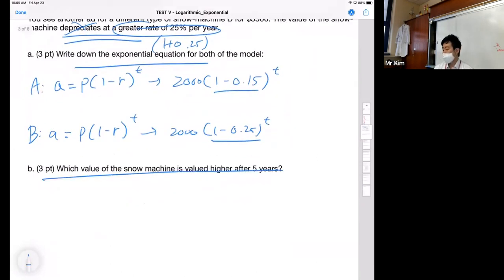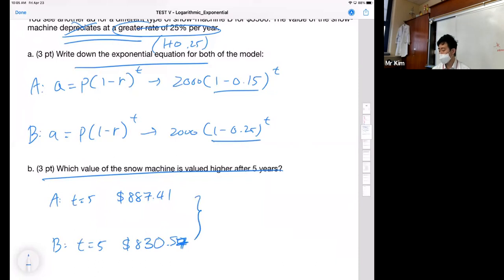Which snow machine is valued higher after 5 years? Just plug in 5 and get the answer. I'm going to skip that portion and say that for A, when you plug in T is 5, you get about 887.41. For type B, T equals 5, I get about 830. Can someone help me out here? It was 830 something. 830.50 cents, right? I got 57 cents. Okay, so the answer key is also a little bit different for me, but that's what the correct answer was. And so this makes the value of snow machine A higher.